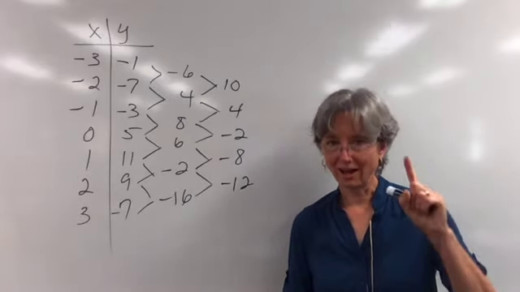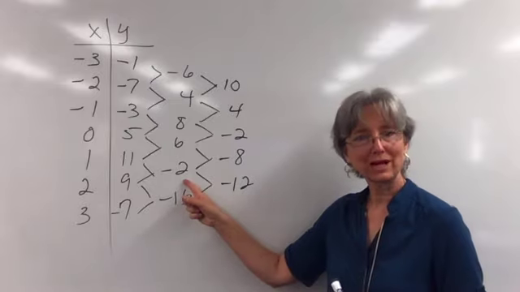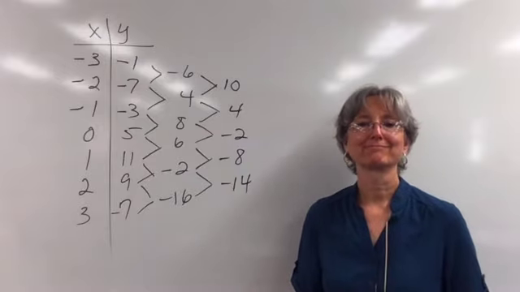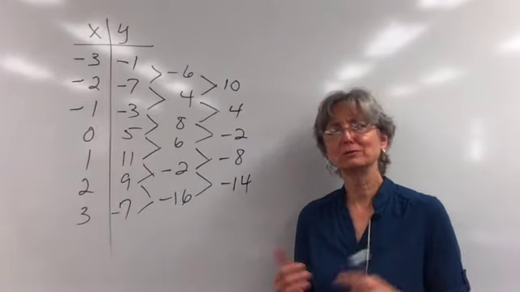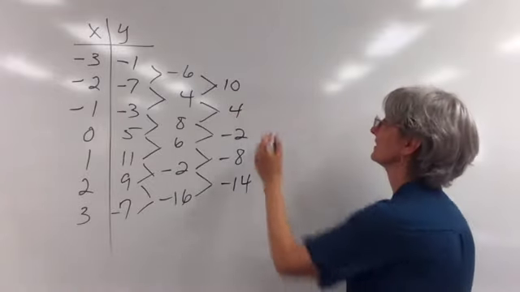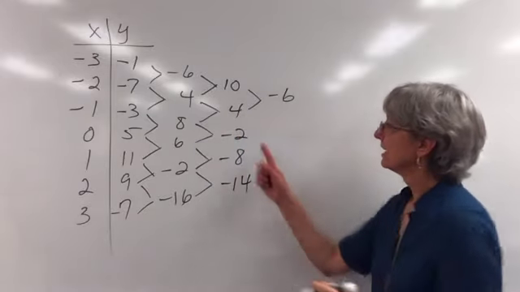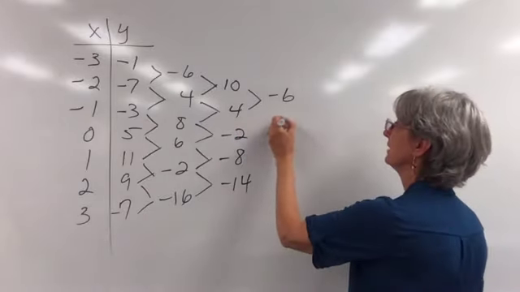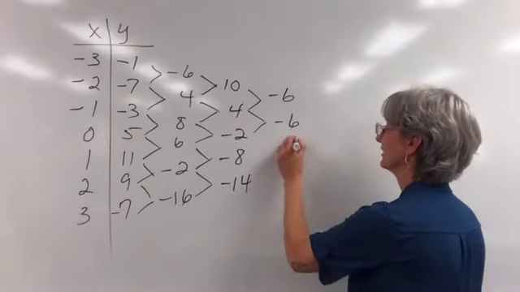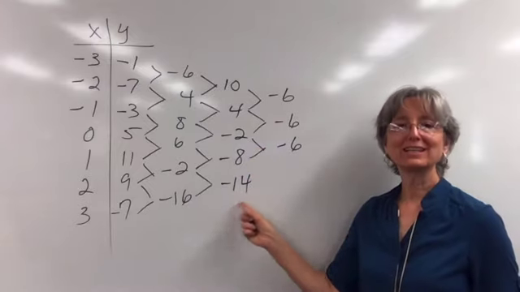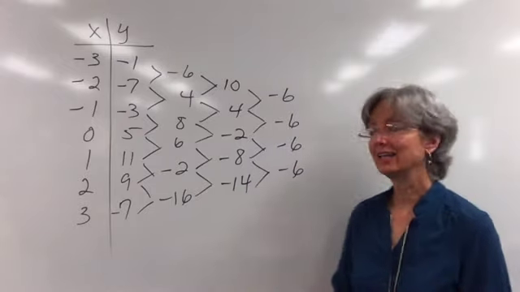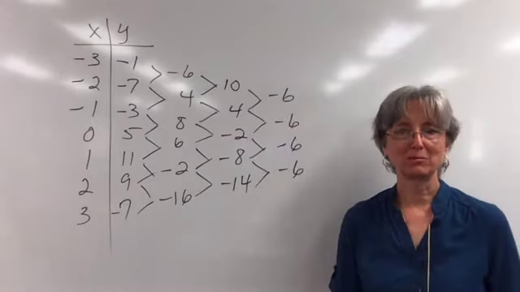Before I do it again, I made a mistake. -16 minus a -2, -14. Candy, where were you? Oh no. All right, do it again. 4 minus 10, -6. -2 minus 4, -6. 8 minus -2, -6. -14 minus -8, -6. Finally, I get all the same number.